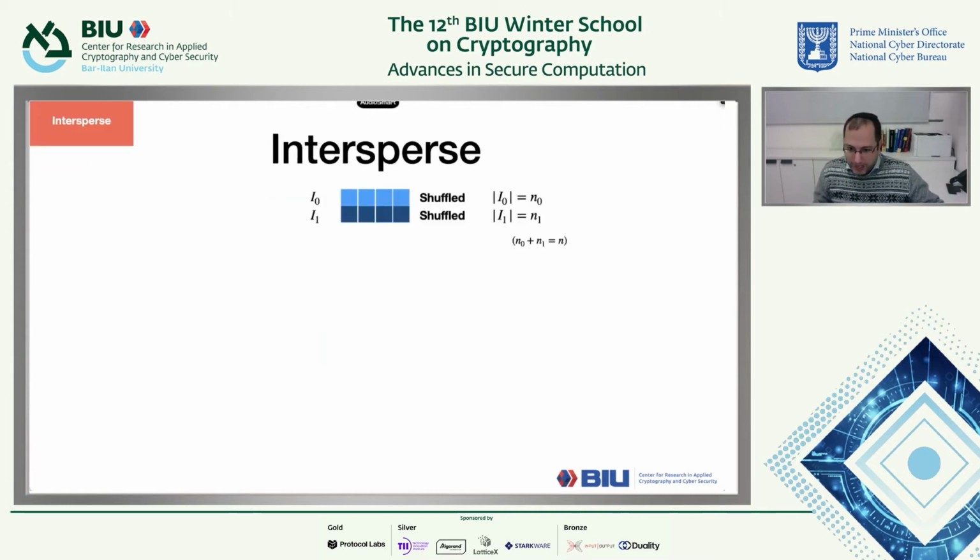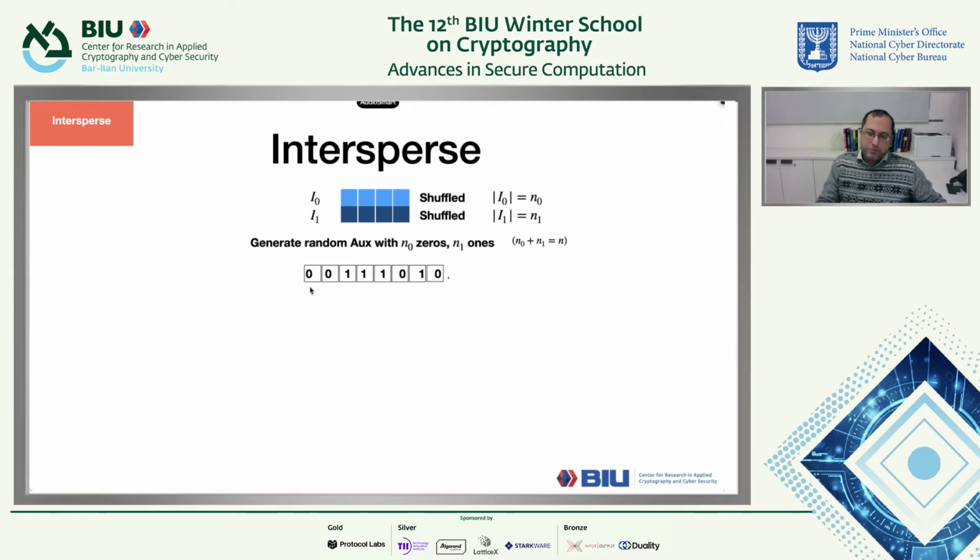So let's take a look at intersperse. How does it work? I have two arrays, each one of them randomly shuffled. The first array is of size n0 and the second of size n1. Think for now that they are both 4 elements for simplicity, and the sum of the sizes is n. Secretly, I generate an auxiliary array that has exactly n0 zeros and n1 ones. I can sample such an auxiliary array in memory obliviously by sampling each one of the coordinates one by one. In the beginning, the first coordinate is going to be 1 with probability n1 over n, and 0 with probability n0 over n. After I choose, I adjust the probabilities and continue. This is secret.